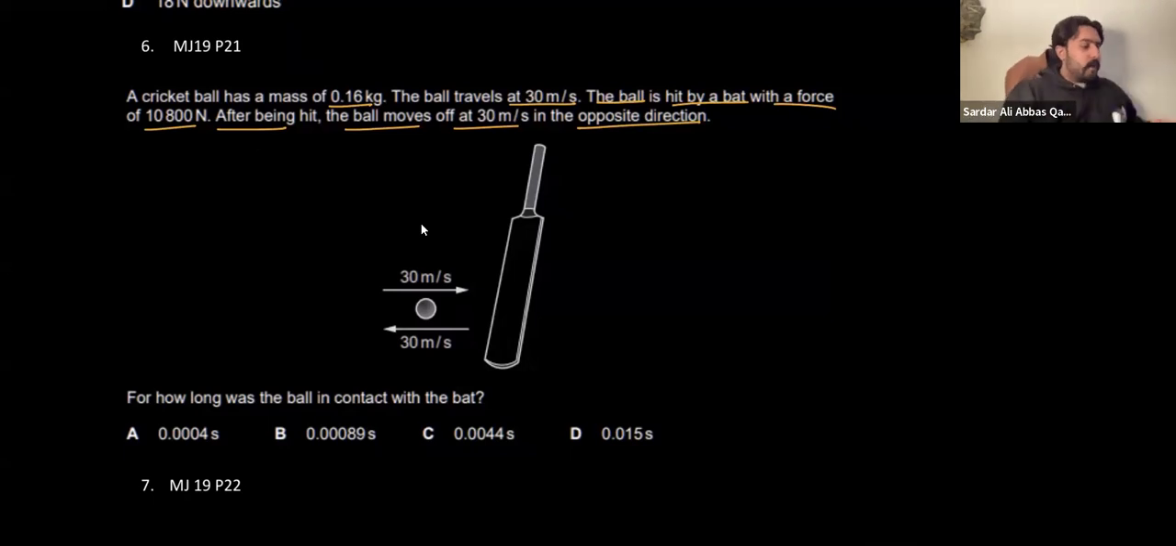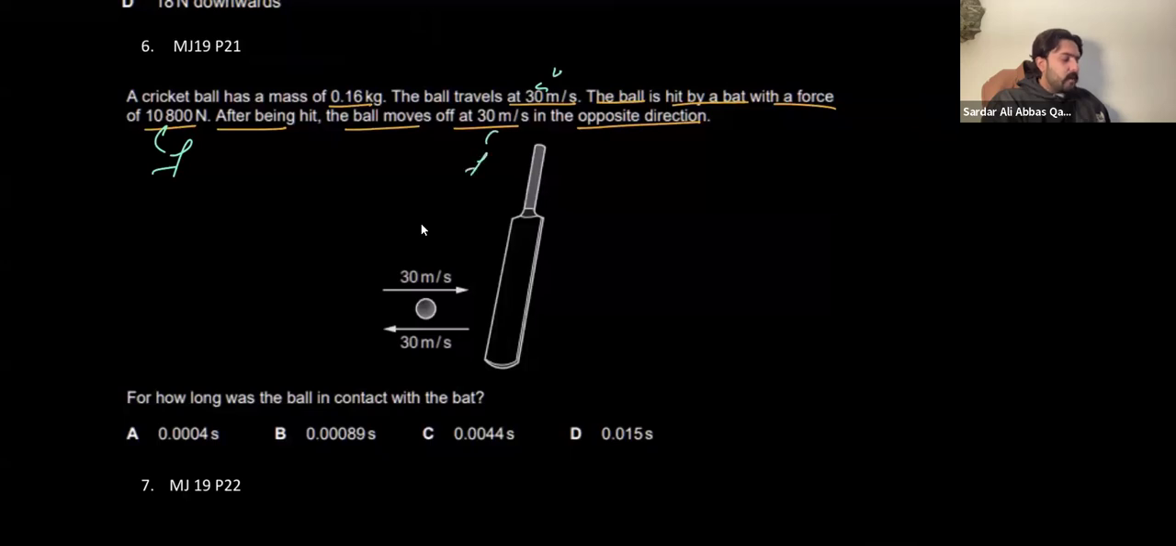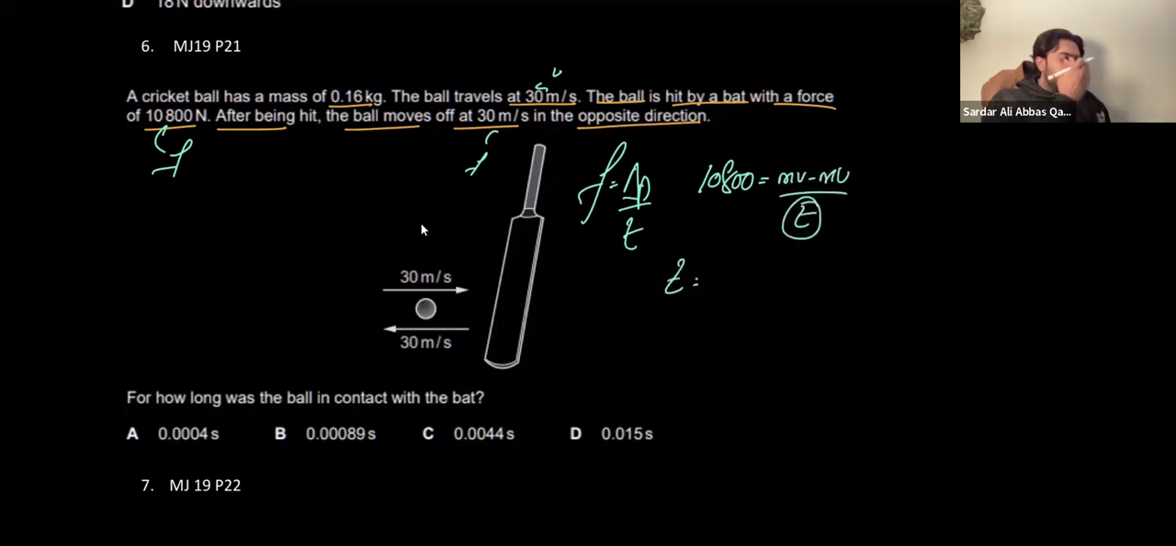Achha, so for how long was the ball in contact with the bat? Again guys, we have a simple formula. Force is given, the initial speed is given, the final speed is given, so we all know that force is equal to change in momentum over time. So F, which is 10,800, is equal to mv minus mu over t. We need to find t, so we're just going to substitute the values and make t the subject.